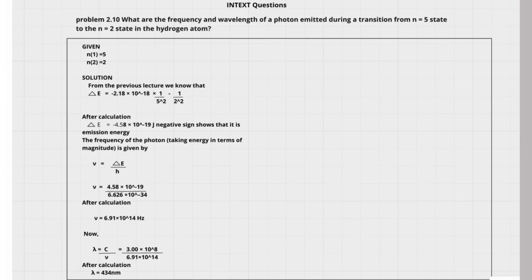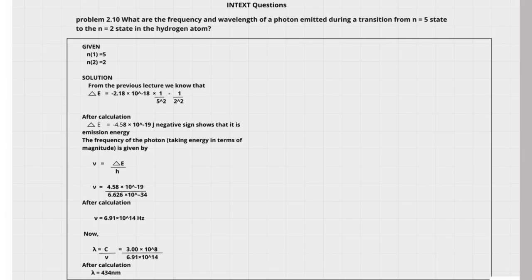Solution. From the previous lecture, we know that delta E equals minus 2.18 into 10 raised to the power minus 18 multiplied by 1 upon n1 square minus 1 upon n2 square. Substituting the values in the given expression of delta E, delta E equals minus 2.18 into 10 raised to the power minus 18 multiplied by 1 upon 5 square minus 1 upon 2 square.